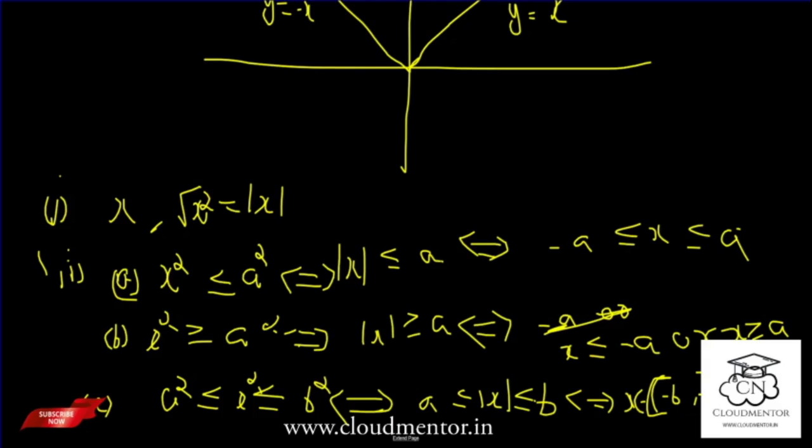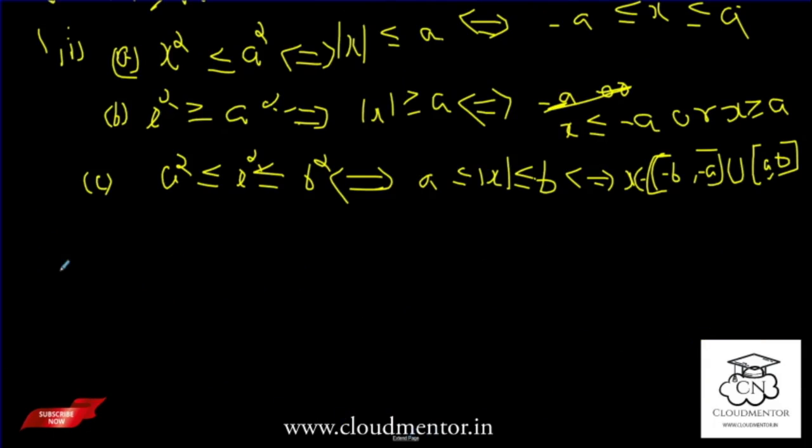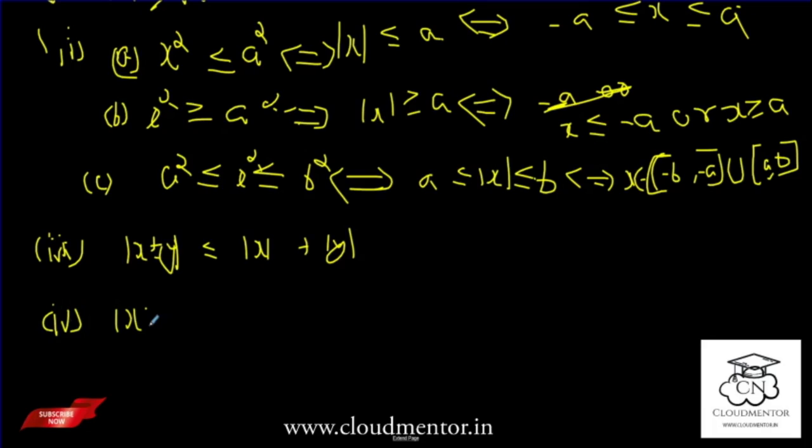The third property now is that mod of x plus or minus y is always less than or equal to mod x plus mod y. And the fourth property is mod of x plus y is greater than or equal to mod of mod x minus mod y.